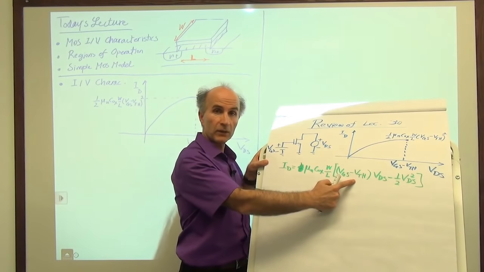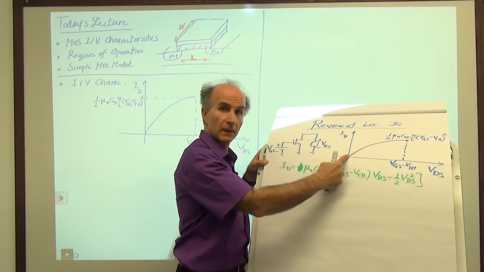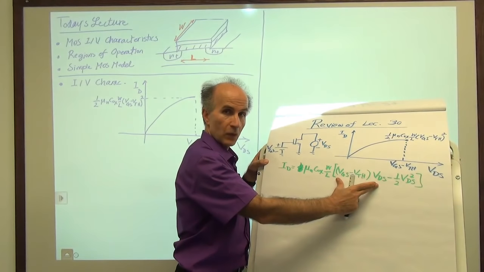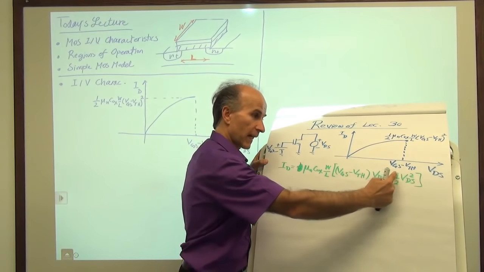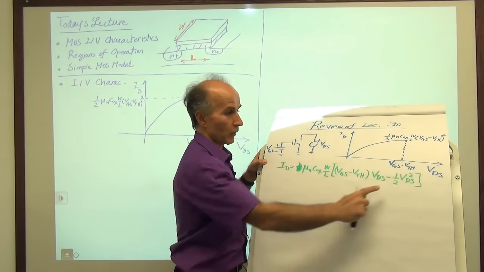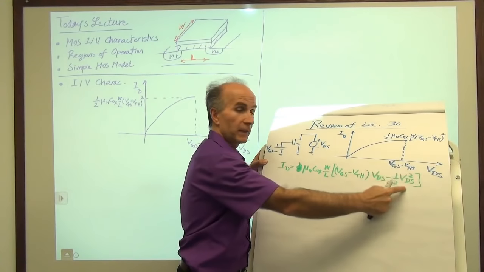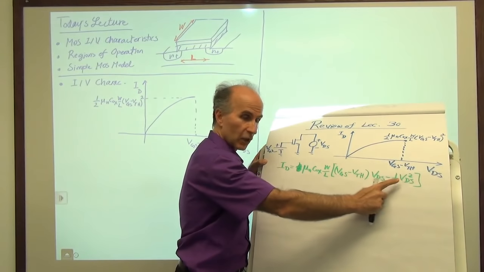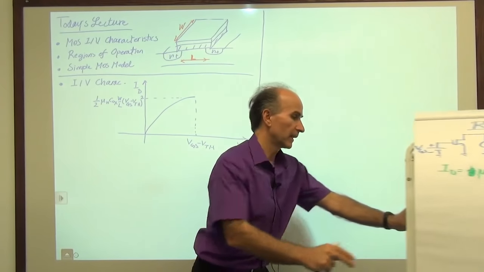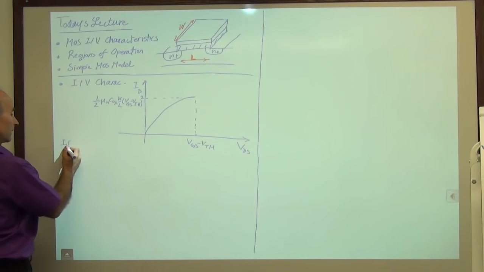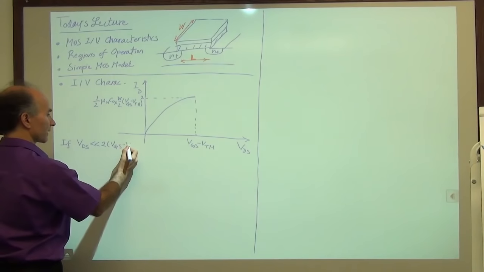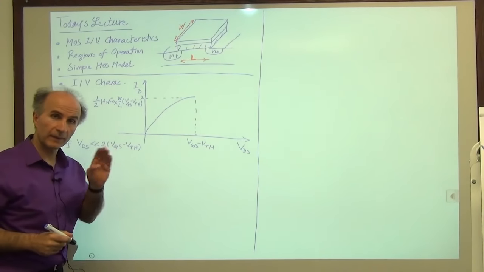In this equation, what we can do is, if VDS is small enough, then this second order term will be negligible compared to this first order term. So if the second term is much less than the first term, and if you cross out one VDS, it means that VDS is much less than 2 times (VGS minus VTH). So let's consider that special case. If VDS is much less than 2 times (VGS minus VTH), then the second term is negligible.